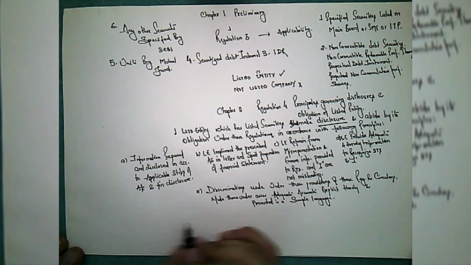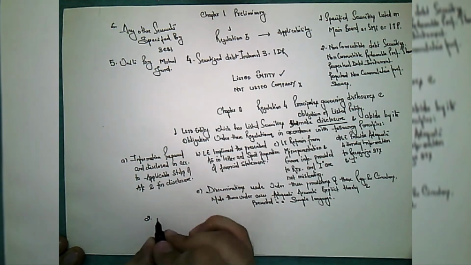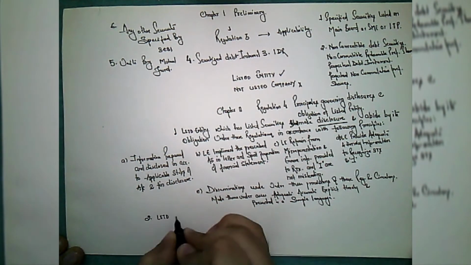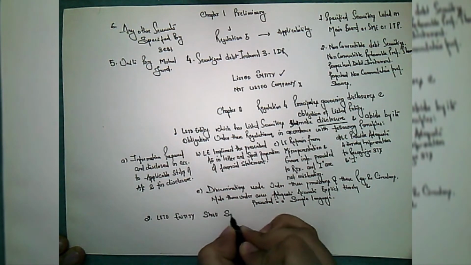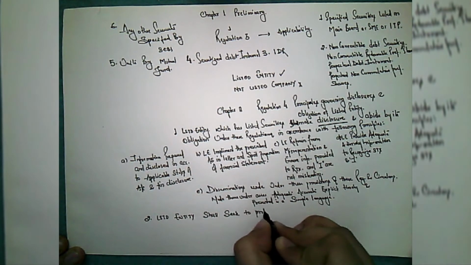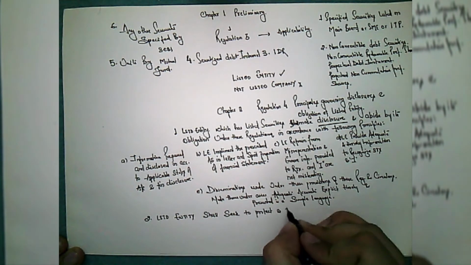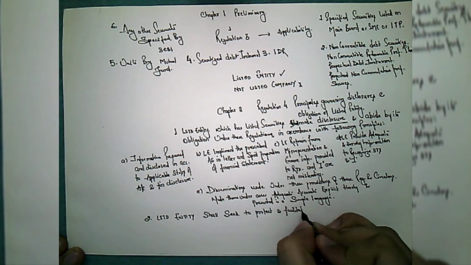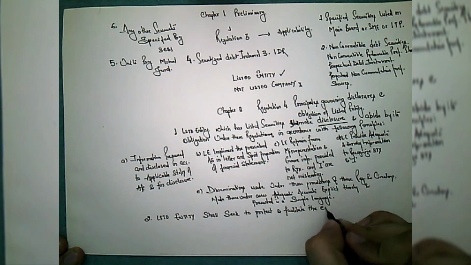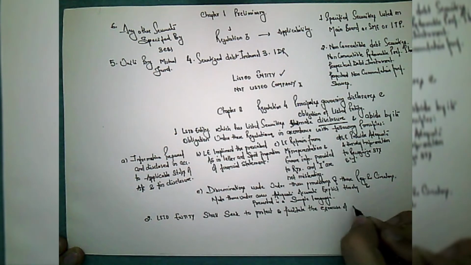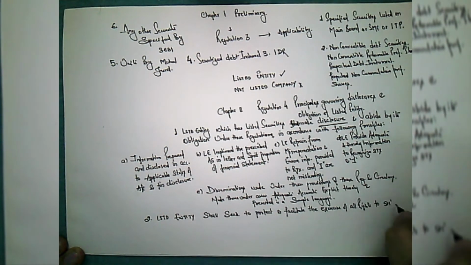Moving to the next, number 2. Second principle says the listed entity shall seek to protect and facilitate the exercise of all rights of shareholders.